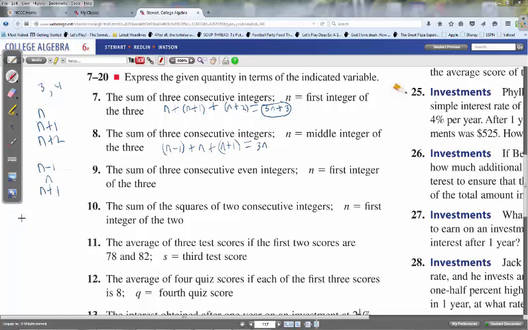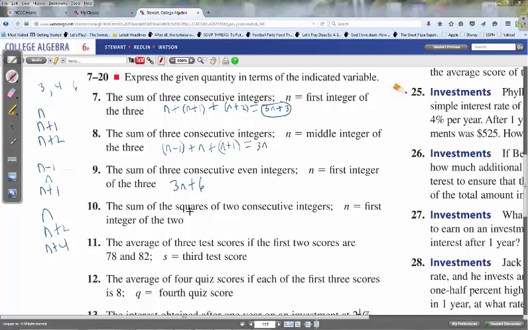Even integers aren't any harder. If you have two even integers, to go between two even integers, you add 2. Also the same for odd integers. So if I had n as my first one, my next 2 would be n plus 2 and n plus 4. And then you just sum those together. I'm not going to finish, well, I'll write the answer. It would be 3n plus 6.